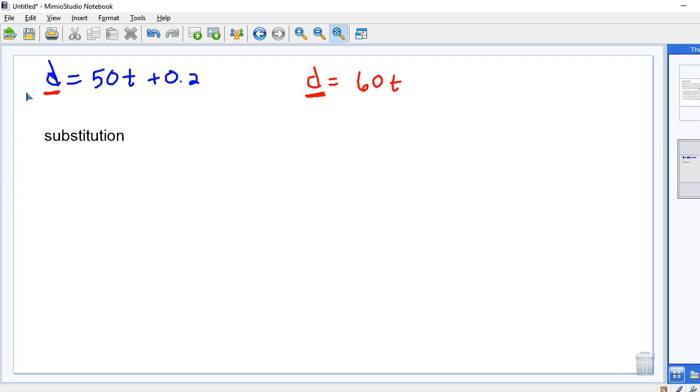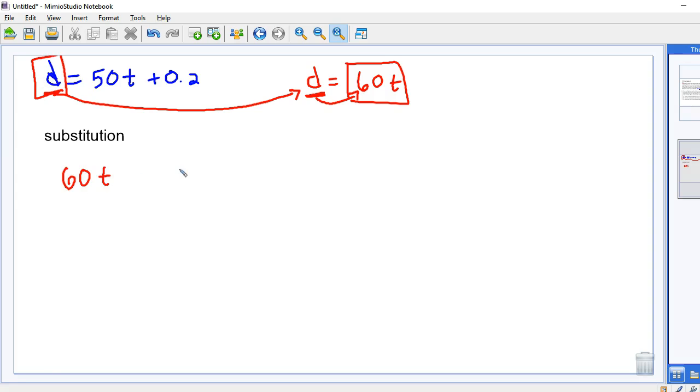What I'm going to do is plug whatever this D equals into the other equation. So I'm going to replace this D, which should be the same as that D, which is the same as this thing. So I can put this 60t in for this spot right here. So I can say 60t equals 50t plus 0.2, because that means how long it will take for this police officer to equal the motorist who was speeding through the intersection. So now I want to solve for t.